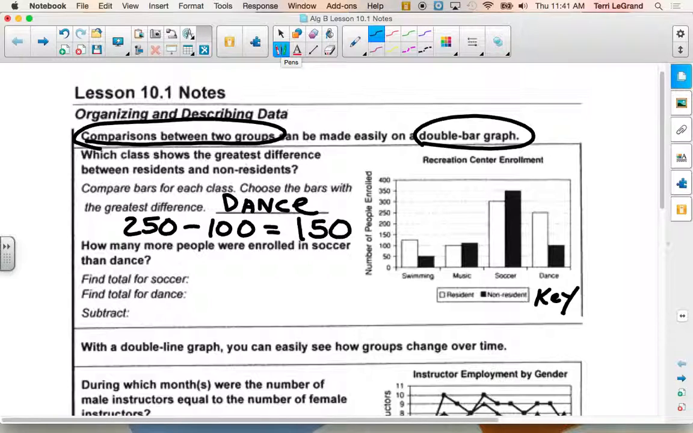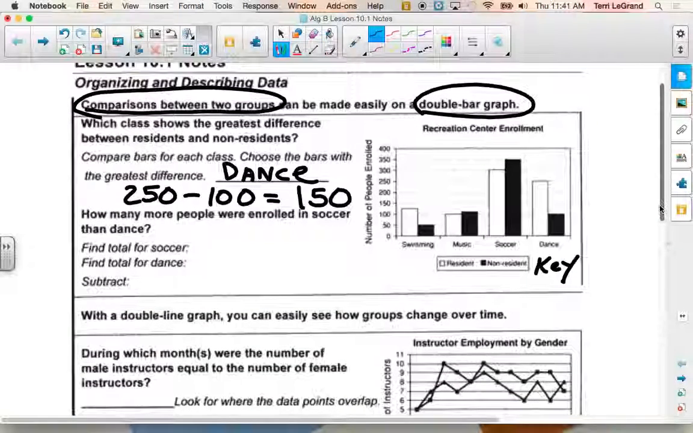No. It appears that the difference in soccer is what? How many people? 50. There's a difference of 50 people. In music, about how much? Okay, look at the scale over here. It's going by 50s. So between two lines, it's 50. So maybe 10 or 20, yeah. Okay. How about swimming? It's 125. Take away 50, 75. So it looks like the one that has the greatest difference is dance.